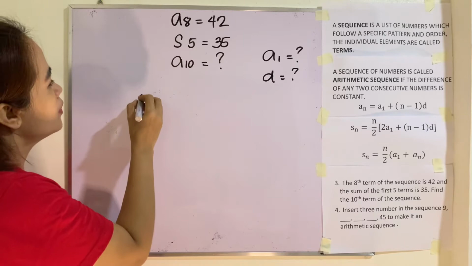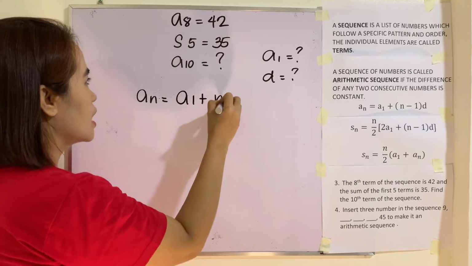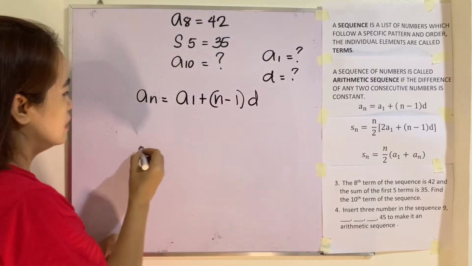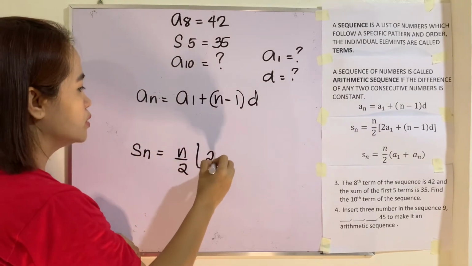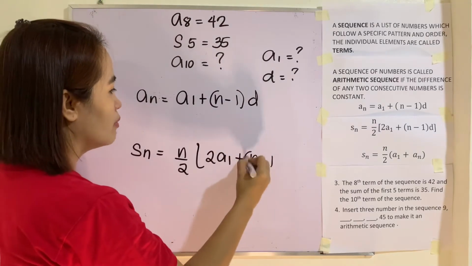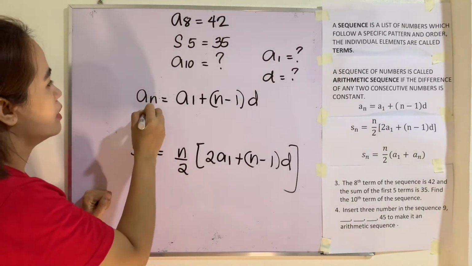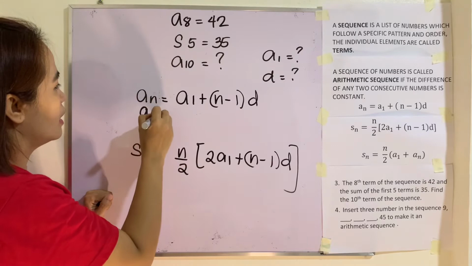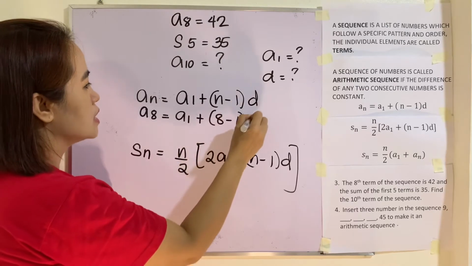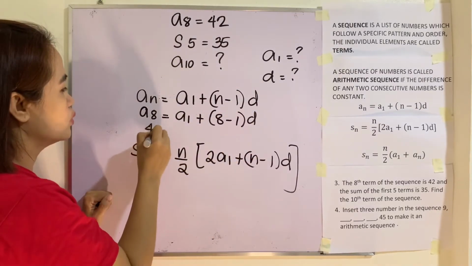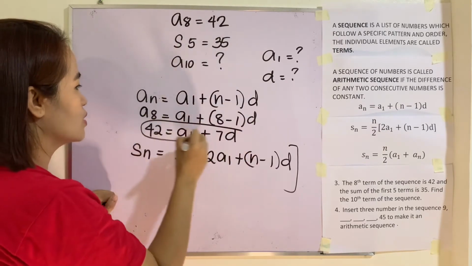So we have here A sub n is equal to A sub 1 plus n minus 1 D. And the other one is S sub n is equal to n over 2 times 2A sub 1 plus n minus 1 D. Okay, so we can use this now. This is A sub n, that is A sub 8. A sub 8 is equal to A sub 1 plus 8 minus 1 D. A sub 8 is of course 42. Equals A sub 1 plus 7D. So this one is equation number 1.